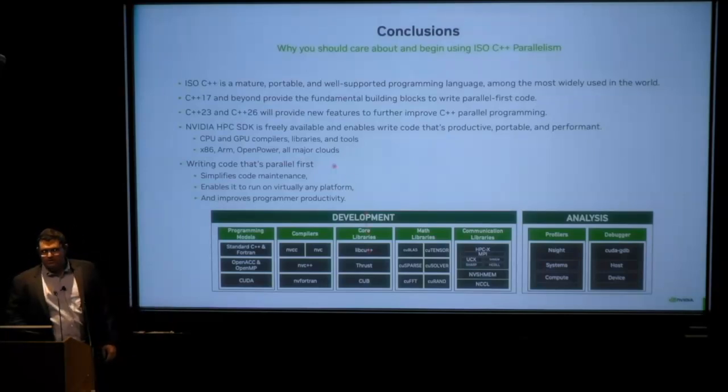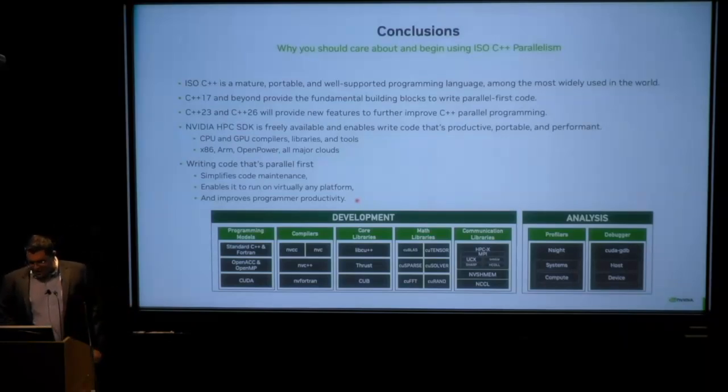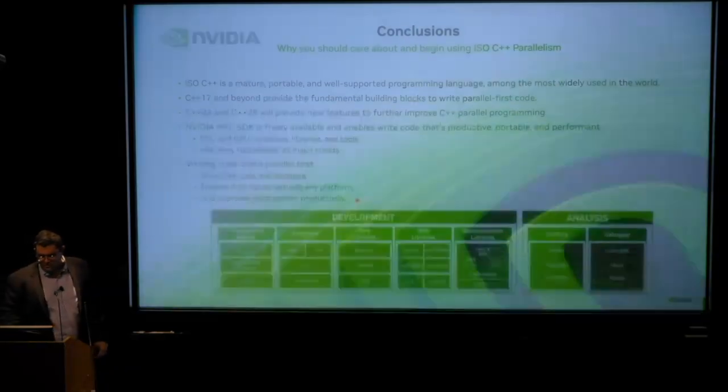And lastly, I'm going to say it for the third time: write code that's parallel first to simplify code maintenance. You can, again, compile it to any platform you want and improve your productivity, whether or not you like ChatGPT. And so, modern processors have multiple cores. So let's begin taking advantage of that full processor. Let's take advantage of all of it.